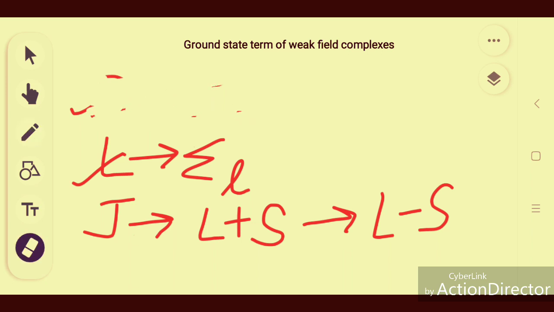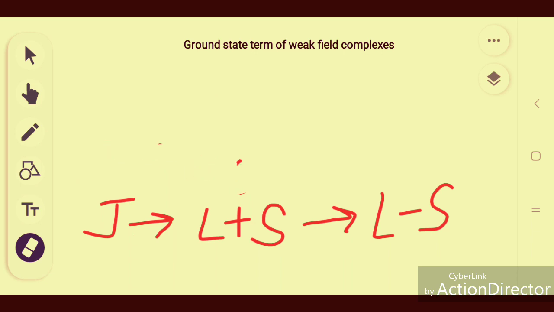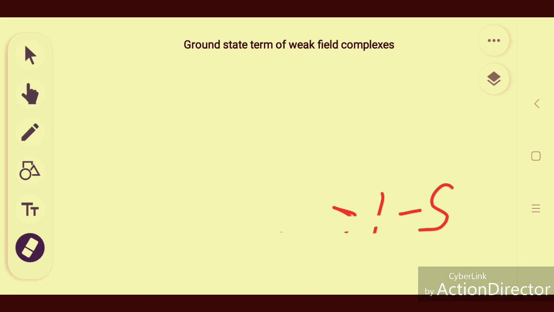So what is capital S? Capital S is the total spin angular quantum number, capital L is the total orbital angular quantum number, and J is the total angular quantum number. If we know all these values, we can determine the ground state term of a particular transition metal complex.